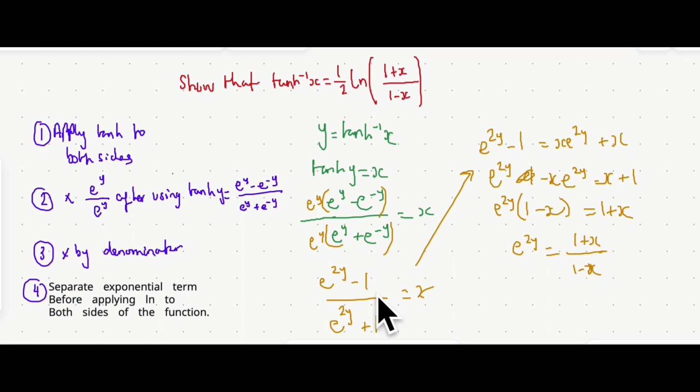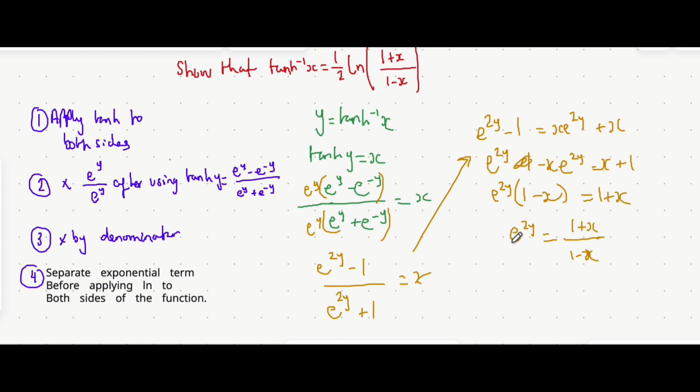Now that we've separated the exponential term, we're now going to apply ln to both sides of the expression. One thing I do want to note to you is not applicable here, but if you have 2e to the 2y, you wouldn't be able to apply the ln function yet. You'd have to divide both sides by 2 so that there is no number before this exponential term.